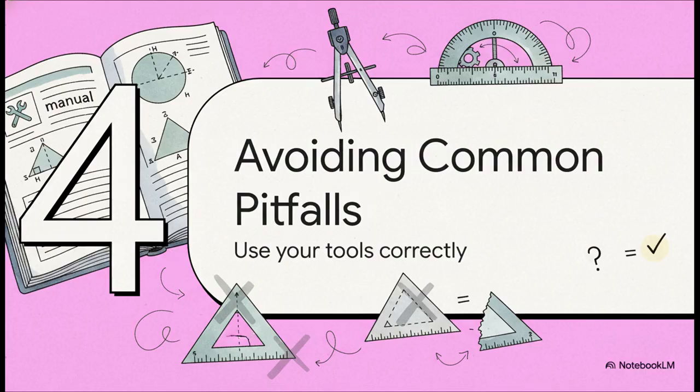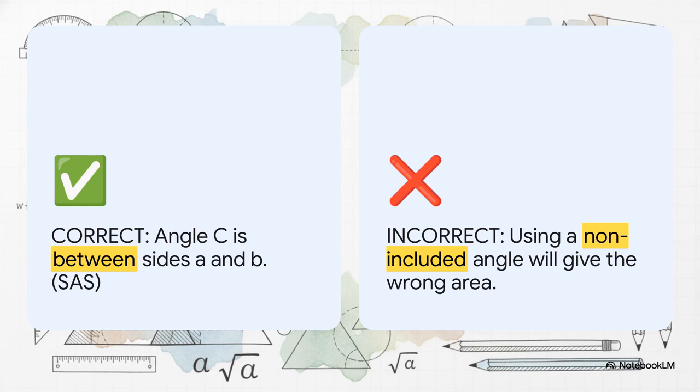But just like with any powerful tool, you've got to know how to use it right. There are a couple of common traps people fall into, so let's make sure you know how to avoid them. You could think of this as the how-to guide. With the sine formula, the number one mistake, hands down, is using the wrong angle. Remember, the formula only works if the angle is the included one, the one literally stuck between the two sides you're using. If you grab another angle from the triangle, your answer is going to be wrong. So always check for that side-angle-side pattern.